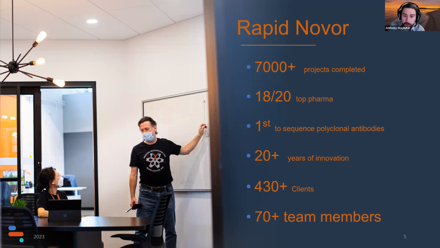We've got hundreds of clients worldwide, and our team is growing. I've been around since almost the beginning. I was the first hire at Rapid Nova, and we've steadily grown now to well over 70 members. We've got over 20,000 square feet of lab space that we've built out here in Kitchener, Ontario, just outside of Toronto. That's a bit about us. Richard?